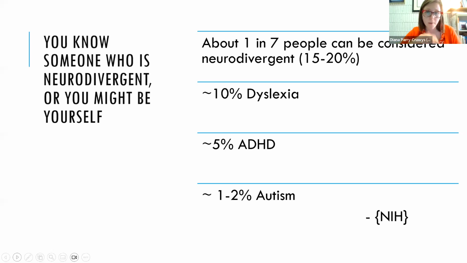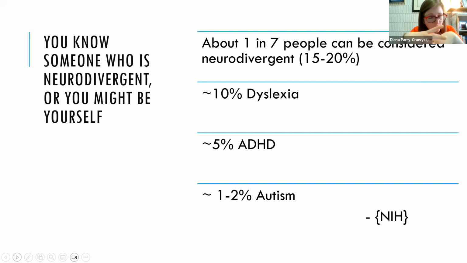So if you're wondering about percentages of populations, these are the numbers from the NIH. These are relatively current, and it's always a little tricky to get exact numbers, but the estimations are about 1 in 7 people could be considered neurodivergent or identify as neurodivergent. So that's about 15 to 20% of the population. I did the math for you. And that breakdown further would be about 10% of that group.